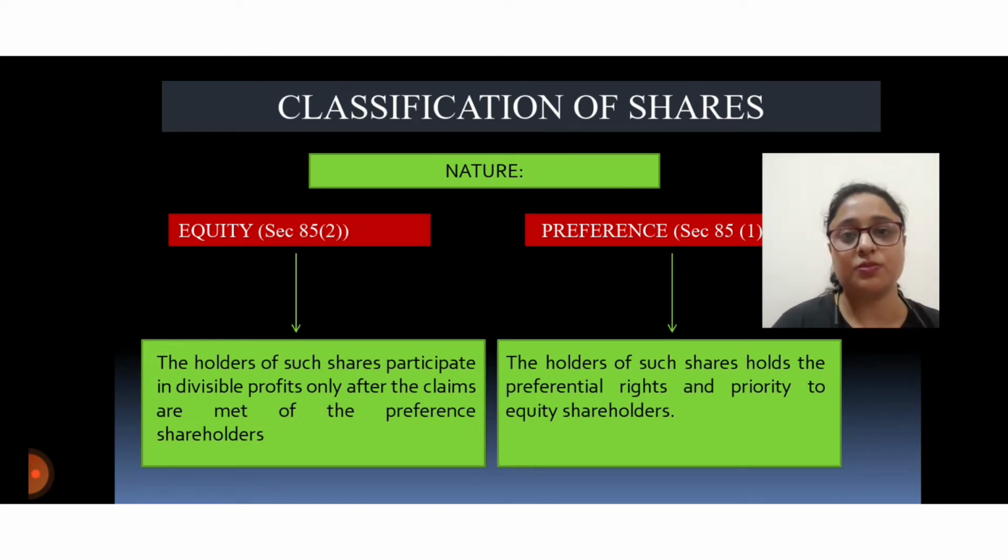Bacha kucha equity shareholders ko milega. Okay, the residue will go to the equity shareholders. First of all, the preference shareholder will be given all the dividend in accordance with their shareholdings. So the holders of such shares hold the preferential rights and priority over the equity shareholder.